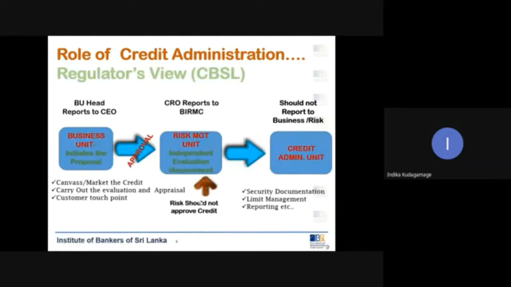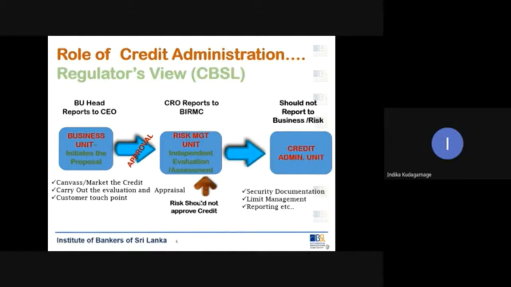Then this is a little different from some of your banks, right? Because in some banks in Sri Lanka, we have everything within the branch. Your approval is within the branch, documentation within the branch, document maintenance within the branch, everything within the branch, right? But CBSL and BCBS both, what is BCBS? Basel Committee on Banking Supervision. CBSL is the Central Bank of Sri Lanka, right?